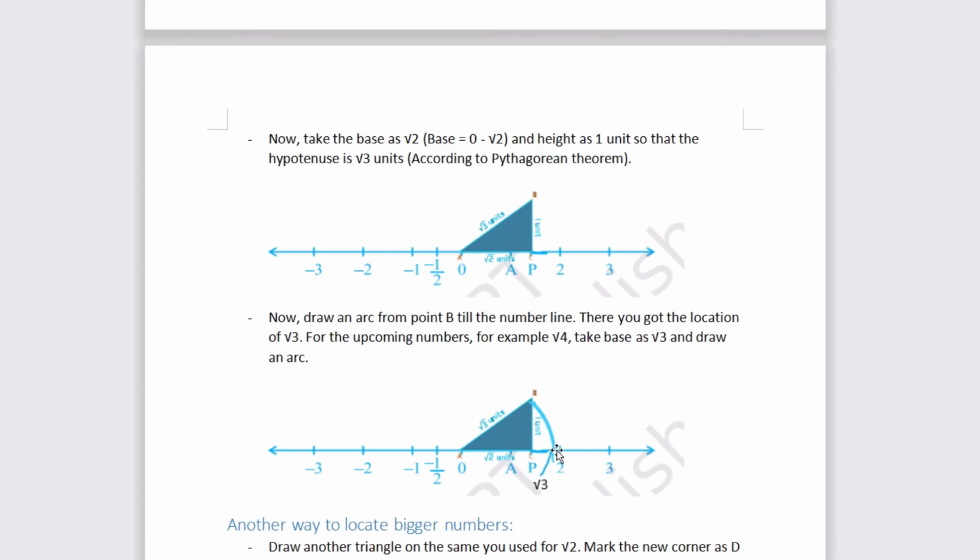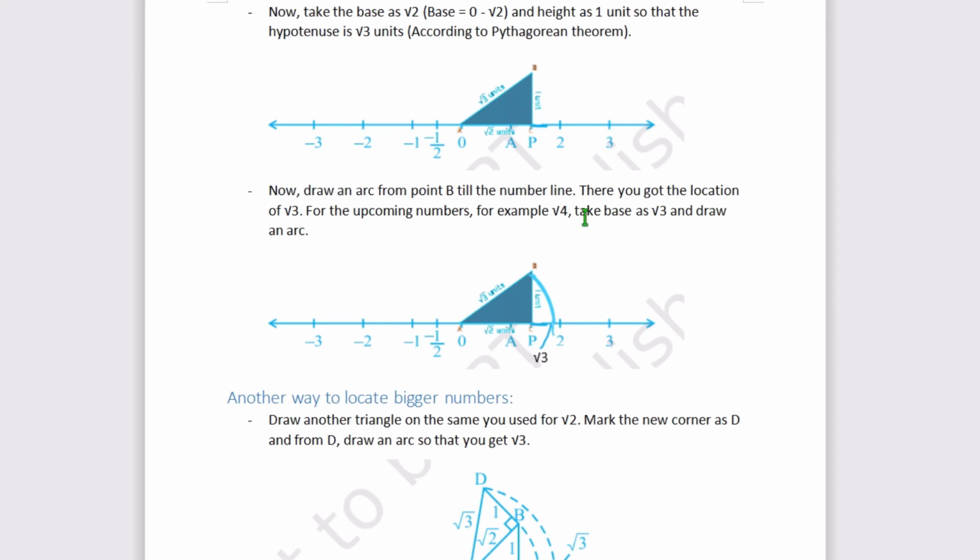So if you want to mark root 4 on the number line, take your root 3 as the base. So root 2 is P. So take the base as root 3. So the base will come till here and the height is 1 unit from here. Again 1 unit. Make sure that it's always 1 unit. And again draw the hypotenuse and it will be root 4 units according to Pythagoras theorem. So again if you cut an arc, it will be root 4 units. So root 4 is 2, so it will land on 2 exactly.